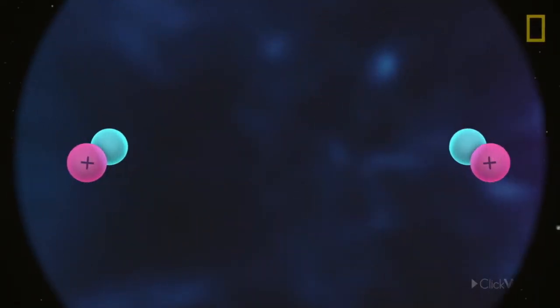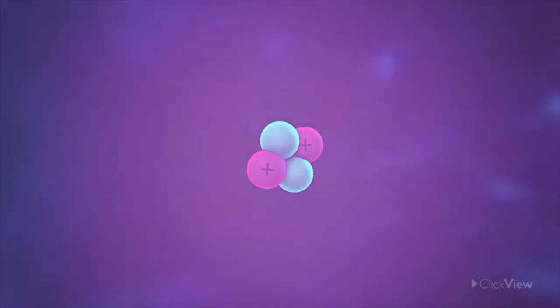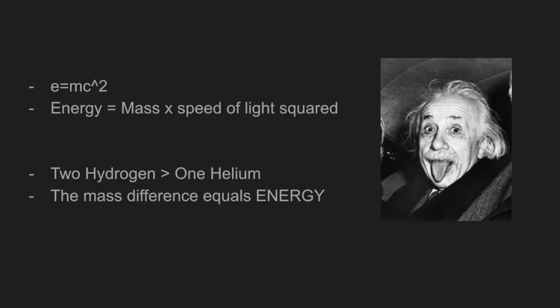So what we're going to see here are two hydrogen atoms combining into a helium, giving us tons and tons of energy. As discussed before, this is because of the theory of relativity. The two hydrogens weigh more than the one helium, so that loss of mass gives us a ton of energy. This is called nuclear fusion.